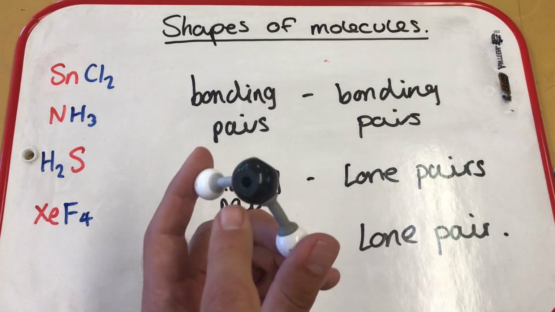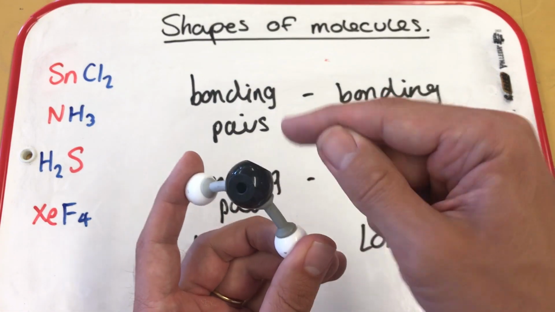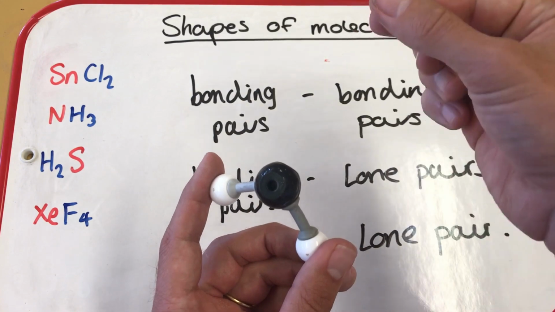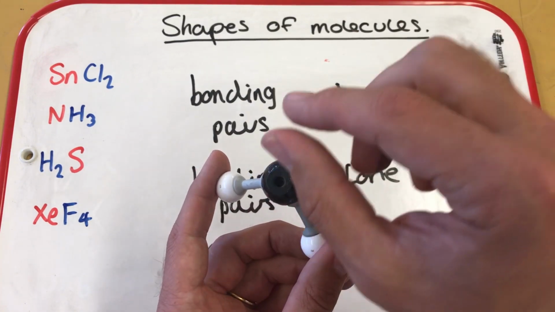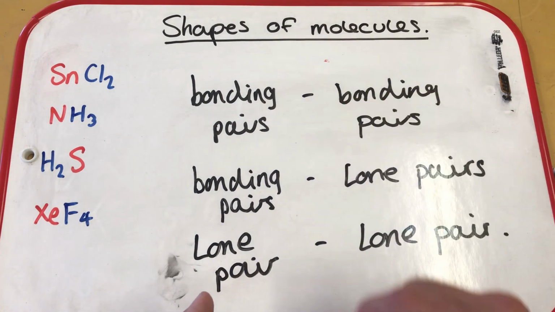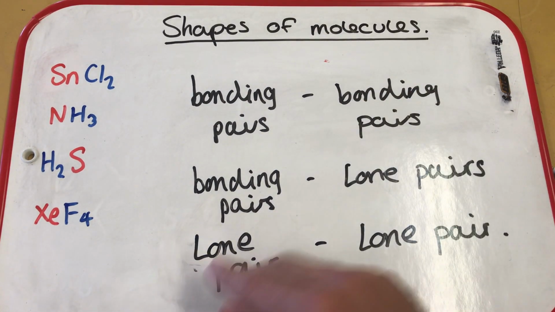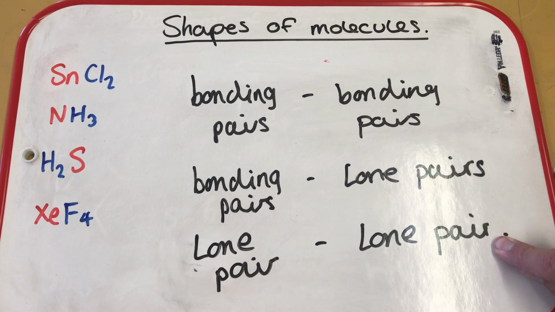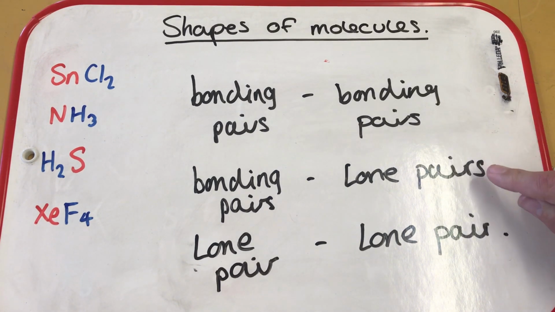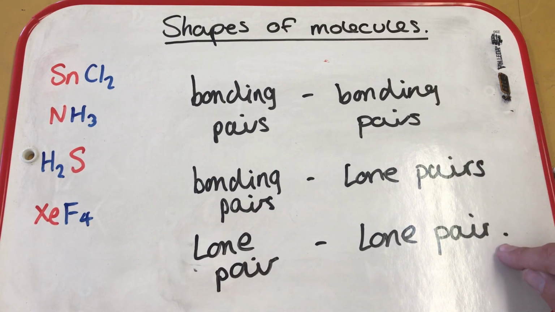These lone pairs, a lone pair here and a lone pair here, are repelling each other the most. So lone pairs repel the most, so they will be the furthest away from one another. Bonding pairs to bonding pairs repel the least. So we have the highest repulsion between two lone pairs, the lowest repulsion between two bonding pairs, and in the middle we have repulsion between bonding pairs and lone pairs. Let's have a look to see how this actually affects different structures.